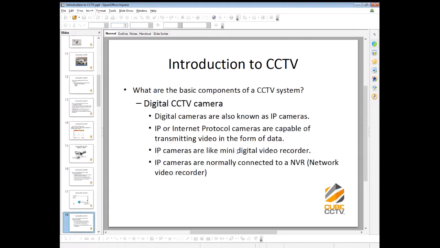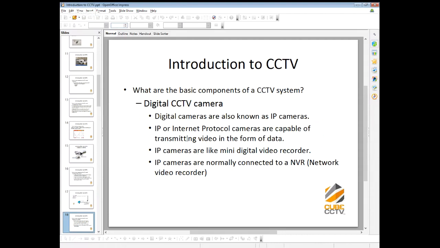Digital cameras, sometimes also known as IP cameras. I would rather use the term digital than IP, because IP is internet protocol, the addressing technique that we use in networks. So these cameras use internet protocol to send data. The signal travels in the form of data, so it can only have two forms, plus or minus, or I can call it one or zero, binary.